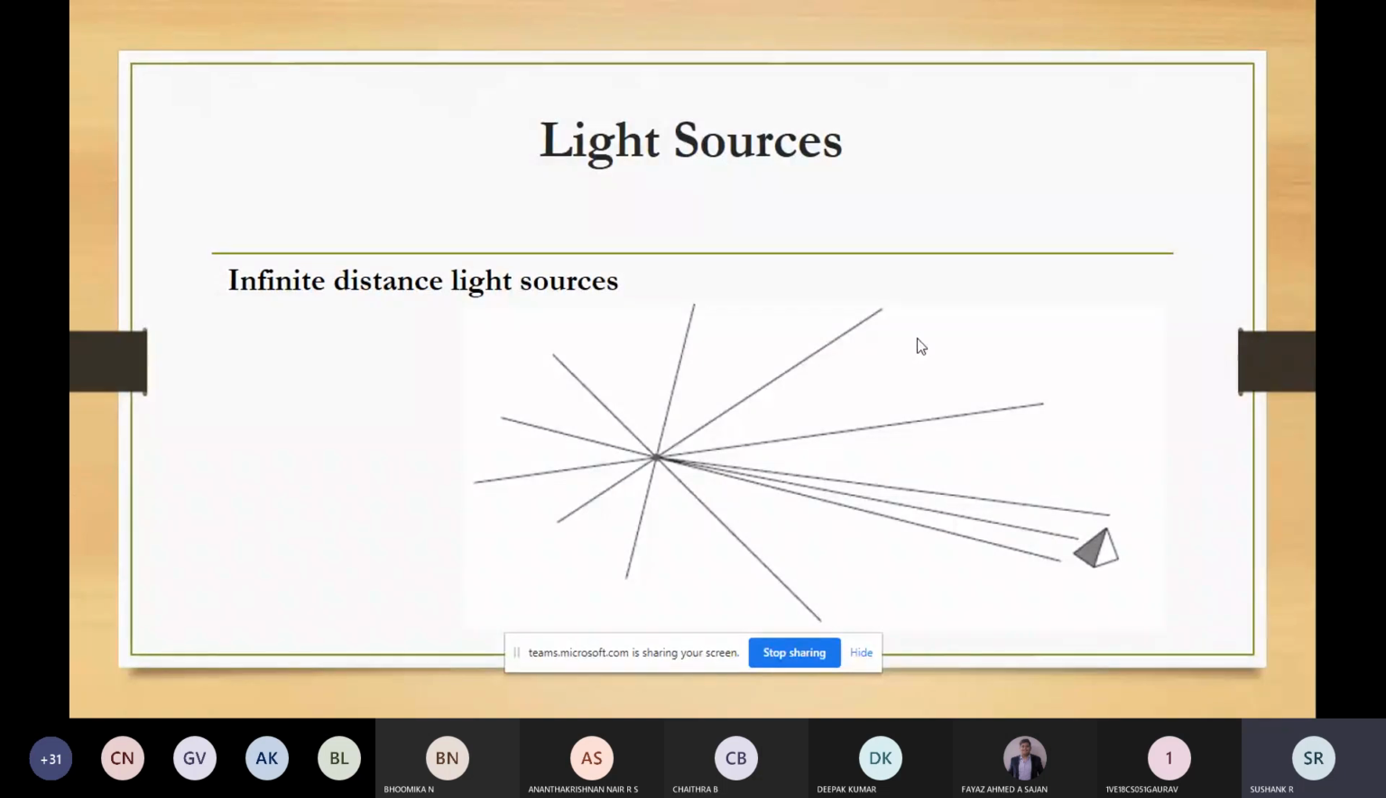Here, one thing is that you should consider the directional effect of this illumination. That is the one thing. And also, this light source will illuminate the scene from only one direction.